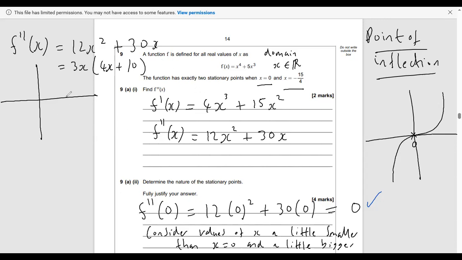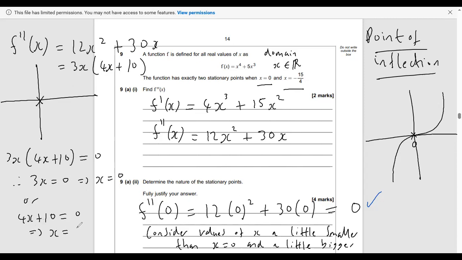Okay, so our graph is going to look something like this. We're going to have a root at x equals 0, because remember, if 3x times (4x plus 10) equals 0, then we've got two possibilities: 3x equals 0, or 4x plus 10 equals 0. The first possibility suggests that x equals 0. The second suggests that x equals minus 10 over 4, which is the same as minus 5 over 2. So we've got two roots of this graph, this here and that there, and a curve which looks roughly like a quadratic.